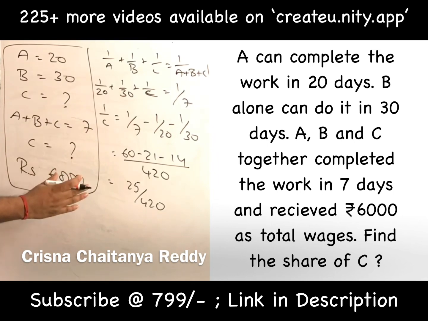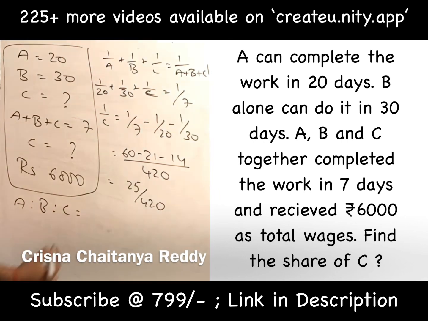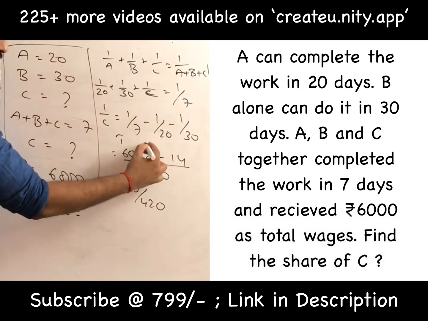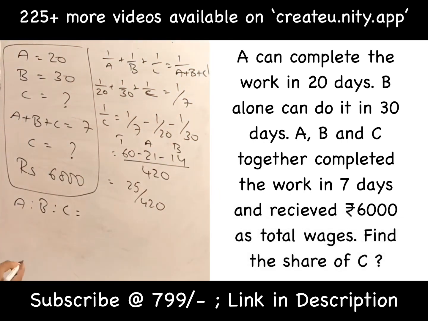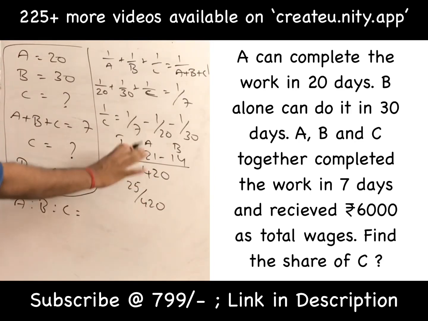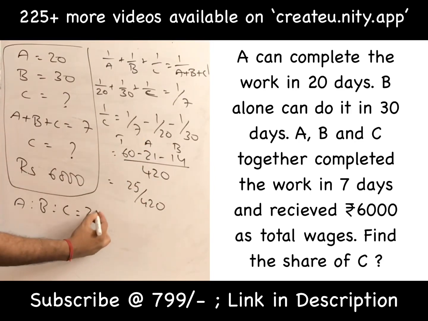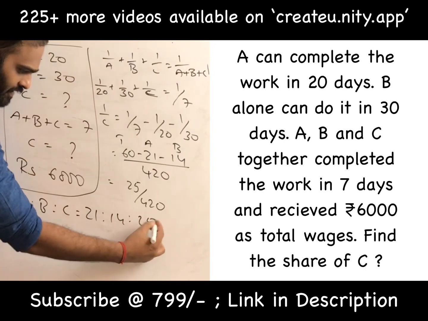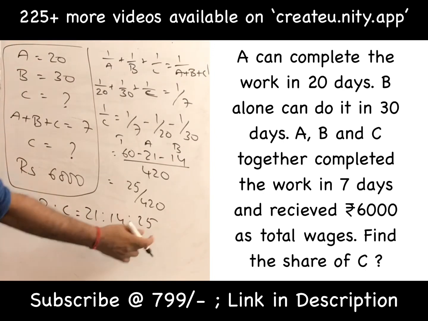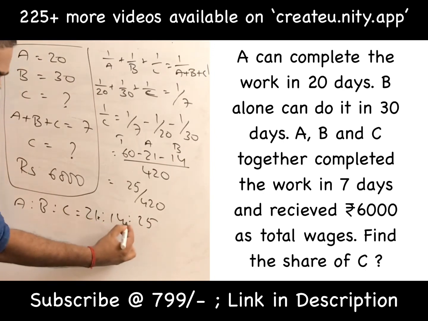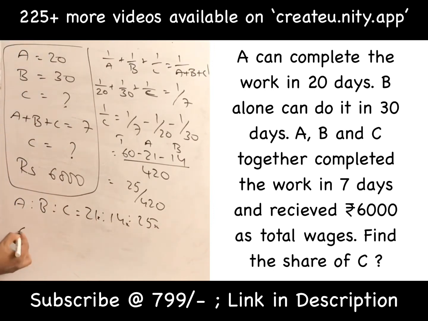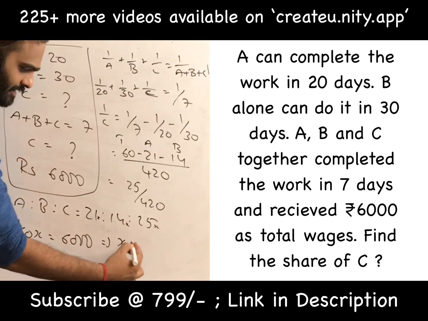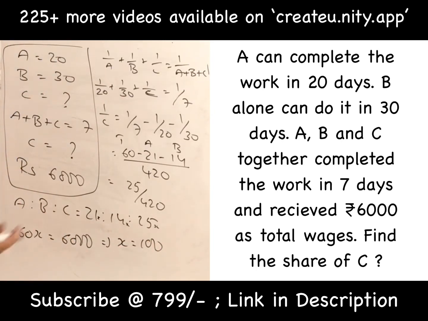This is C, and the share is given as A is to B is to C. This is A's value, this is B's value. So A is to B is to C, because the denominator 420 is common for everyone, is 21 is to 14 is to 25. If I put X, that is total equal to 60X. 60X is equal to 6,000 rupees. That implies X is equal to 100 rupees, if I simplify.